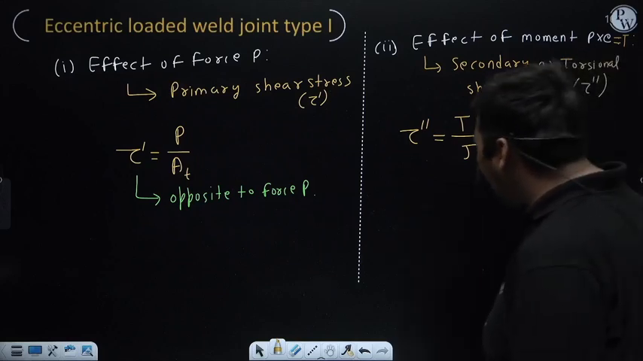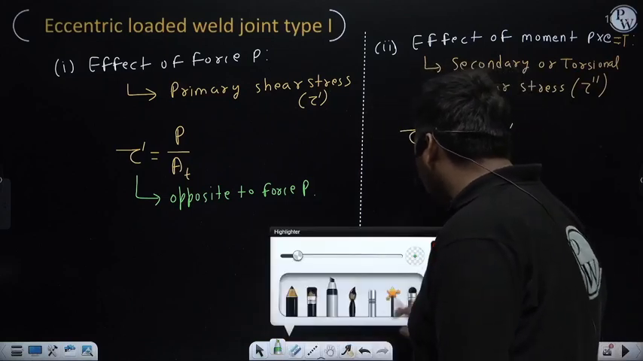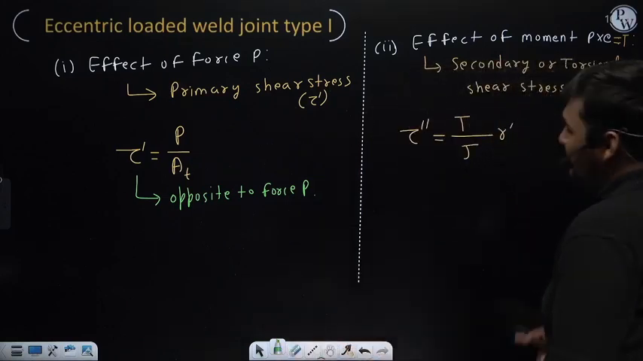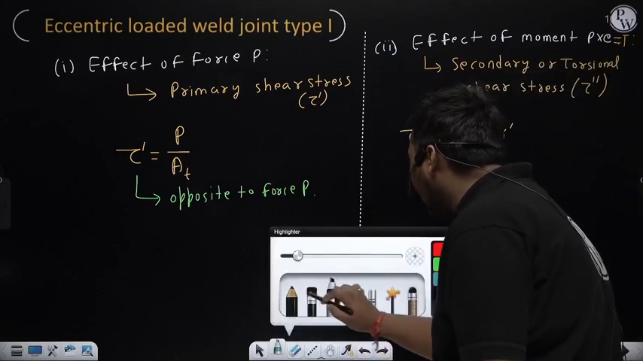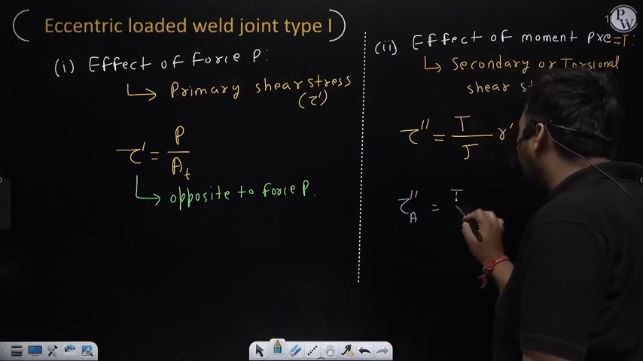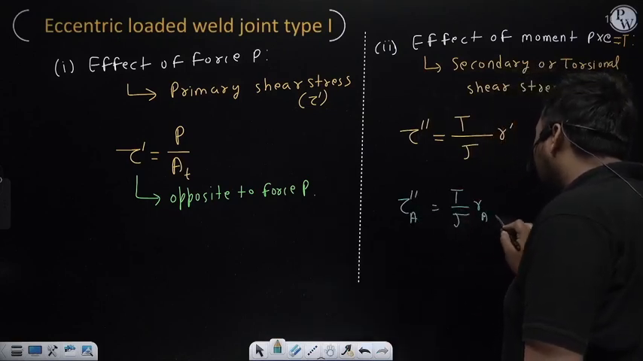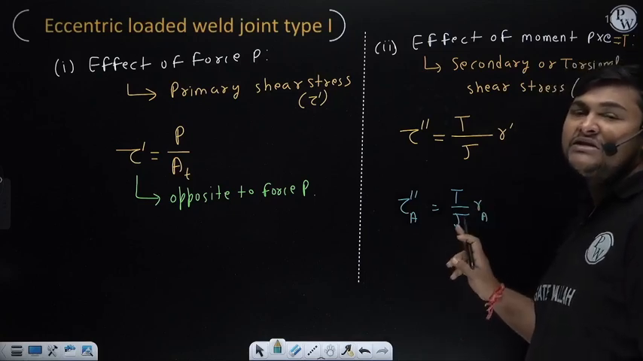Now, how to find the direction of this secondary shear stress? I am explaining directly in the diagram. Suppose I want to find the direction of secondary shear stress at point A. Secondary shear stress at point A will be T upon J into RA. T is torsional moment, J is polar moment of inertia. It will remain the same. But R will change, R dash will change with point.